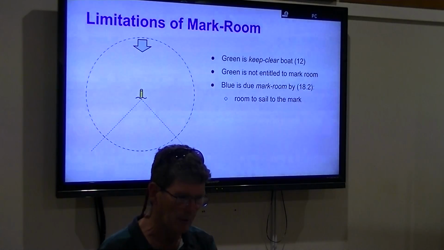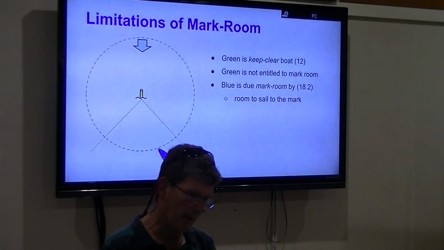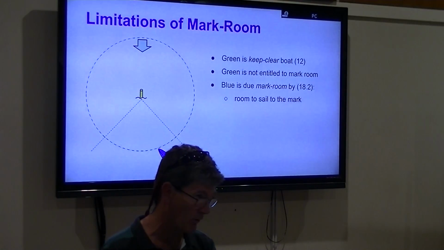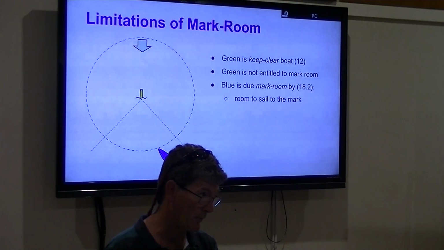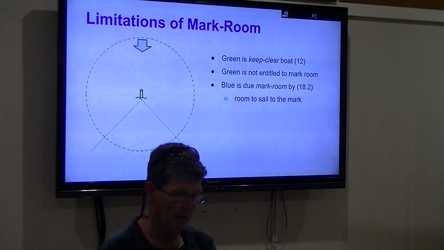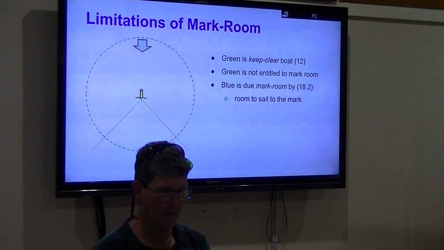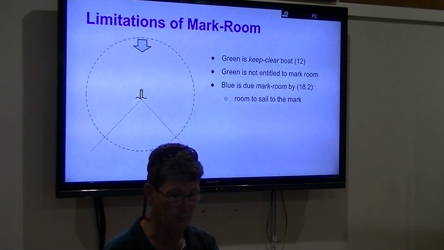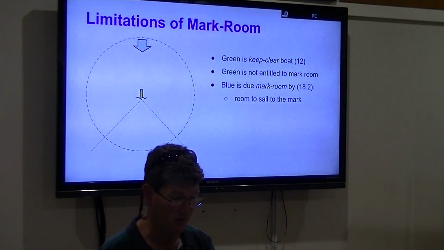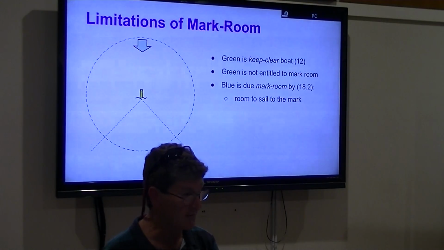Now it's a little bit more complicated. Here we have a similar sort of boat, but green didn't get in there in time. Green didn't establish her overlap. Blue got to the zone clearly ahead. Green's behind. Green's not entitled to mark room. Blue is entitled to mark room. She was at the zone first, so she's entitled to mark room, and she's allowed to sail the mark.